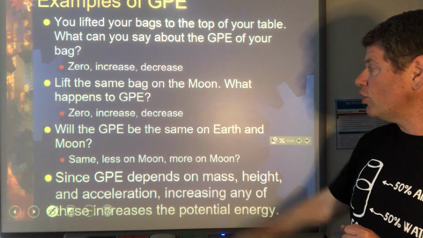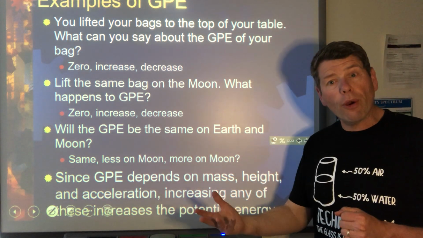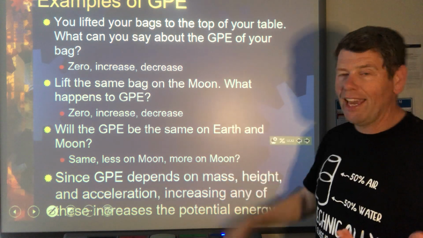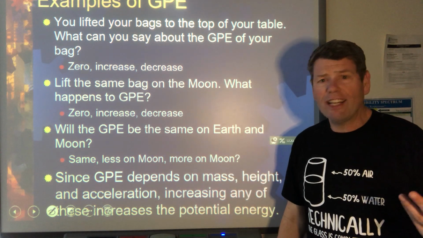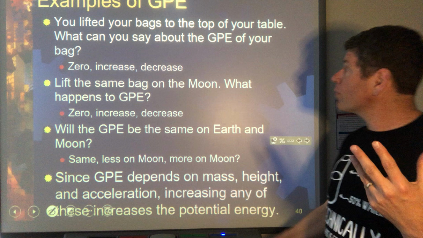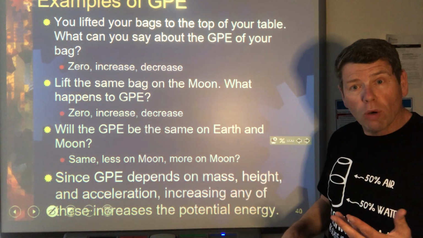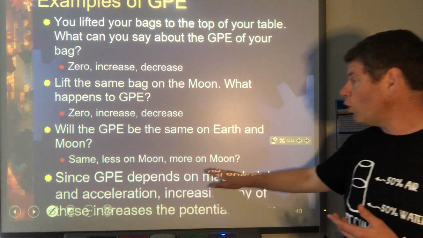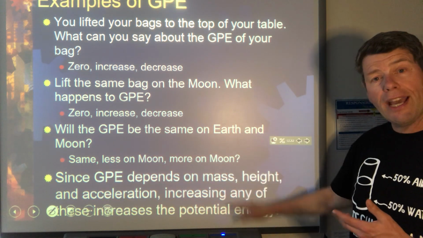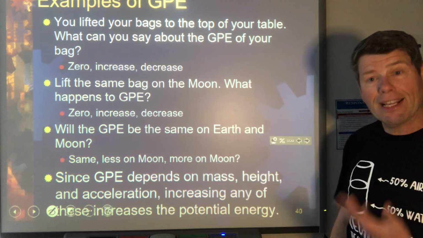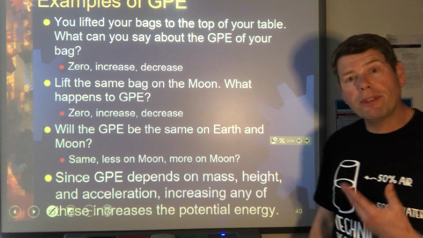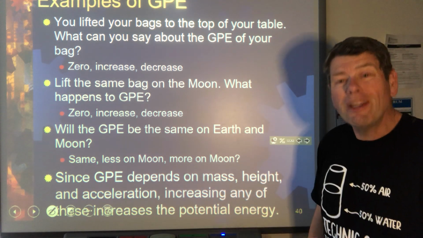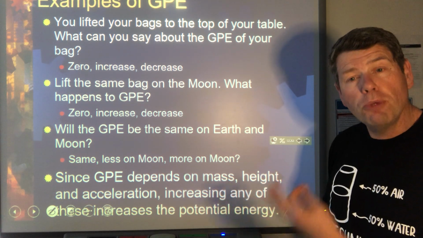But would the gravitational potential energy be the same on Earth compared to the moon? Would that bag have the same amount? Would it be the same? Well, the answer is that it would be less. There would be less gravitational potential energy stored because you would have done less work, because there's less gravity on the moon compared to the Earth.